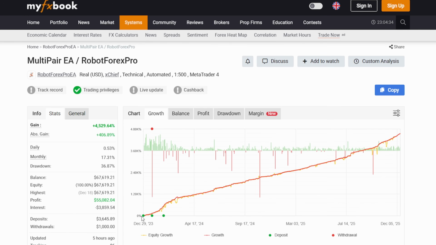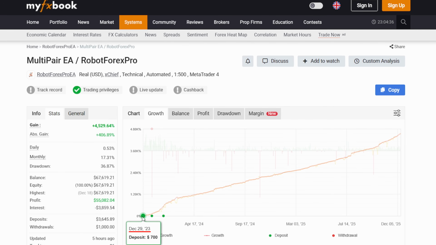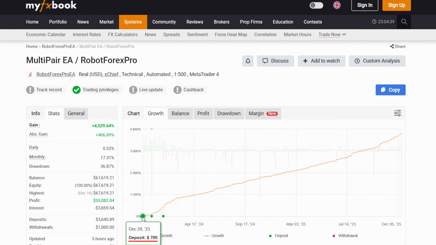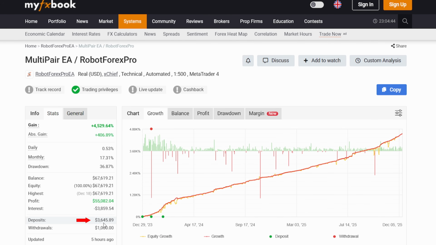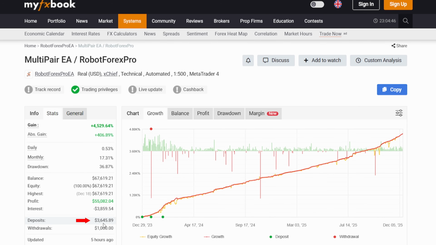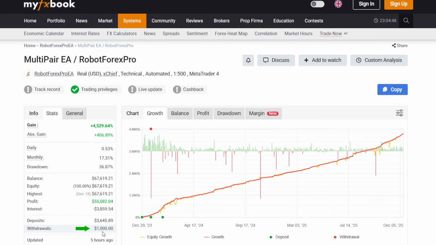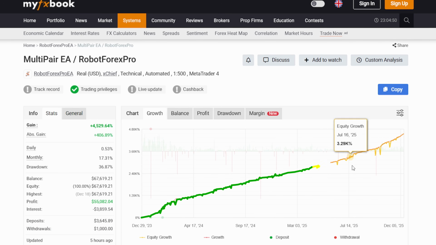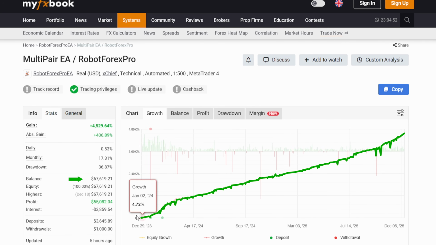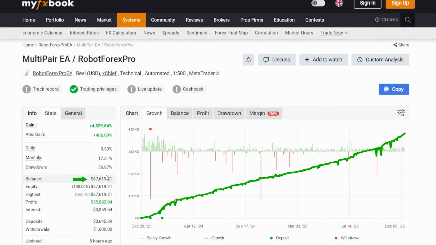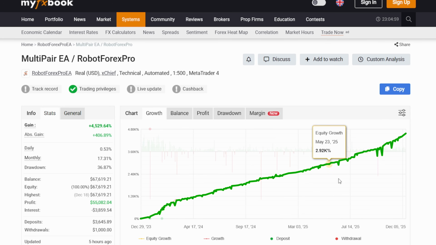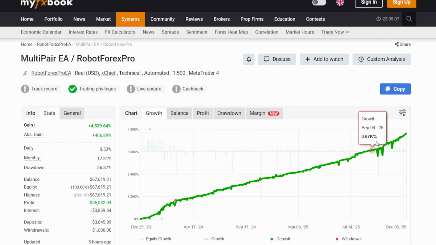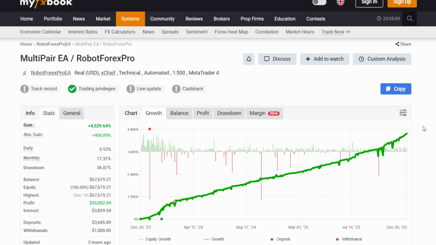And at the end I want to show you the track record from the vendor. Here is the real track record, which started back in 2023. You can see that the initial deposit was $700. In total, we have $3,645 as deposit. Withdrawal is $1,000, but currently the balance, according to this track record, is over $67,000, which means that they have doubled the accounts multiple times, probably using a little bit too high risk.